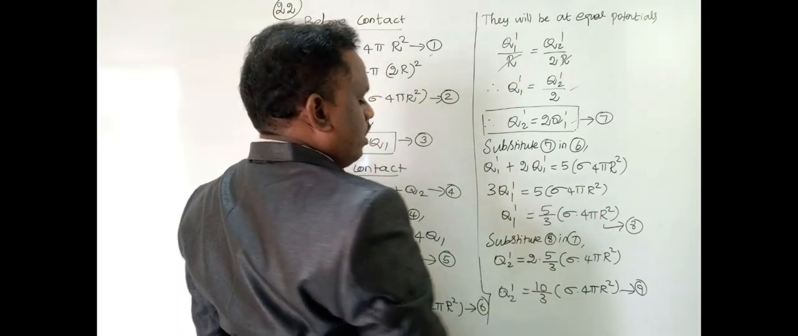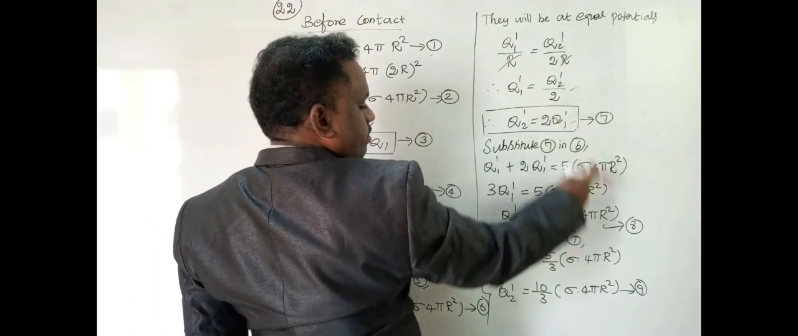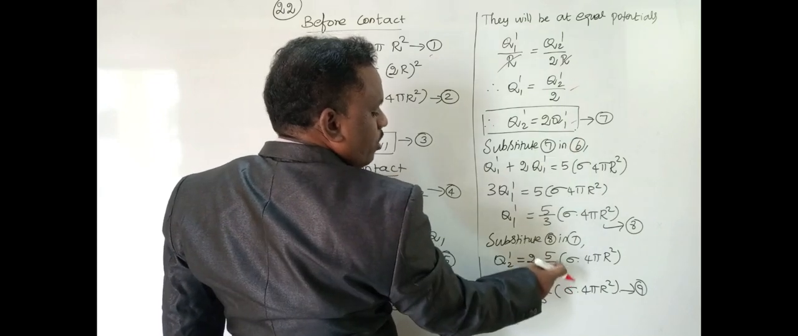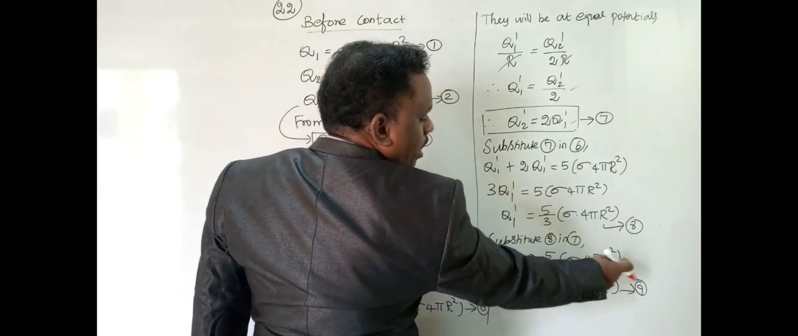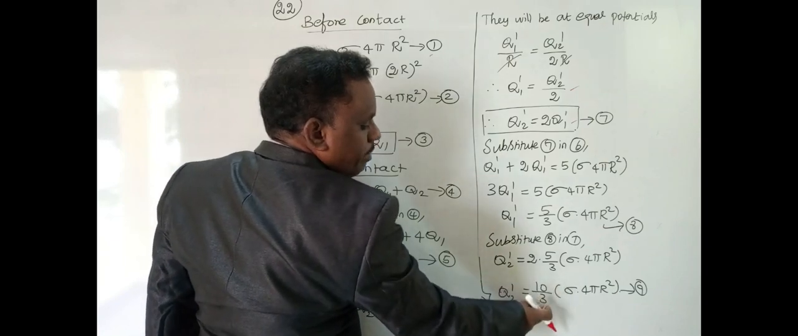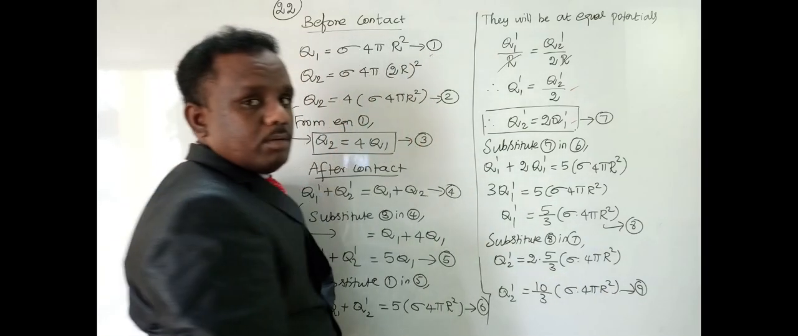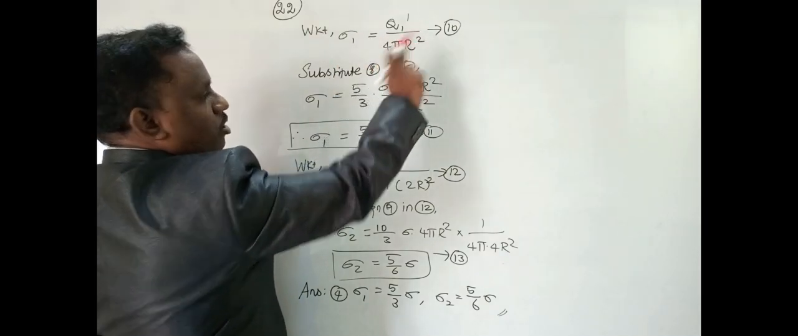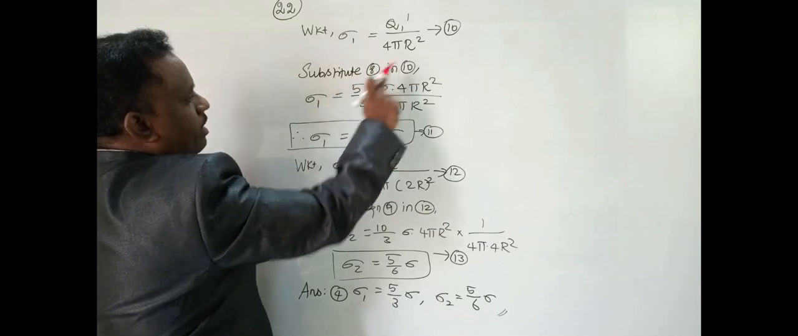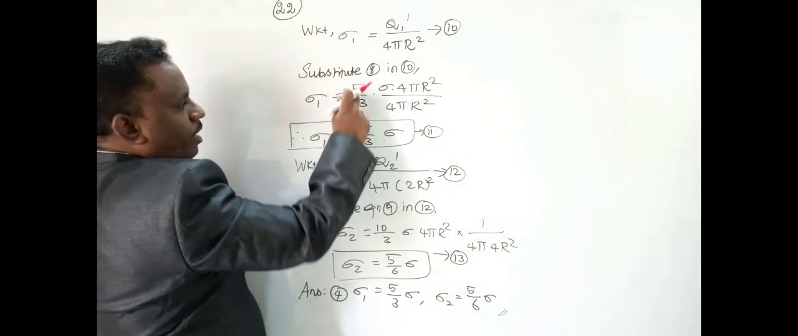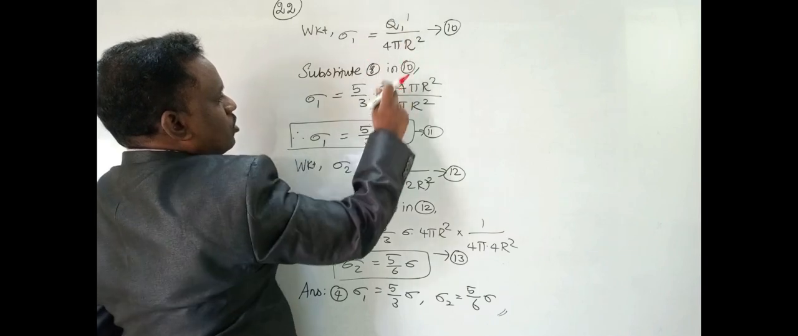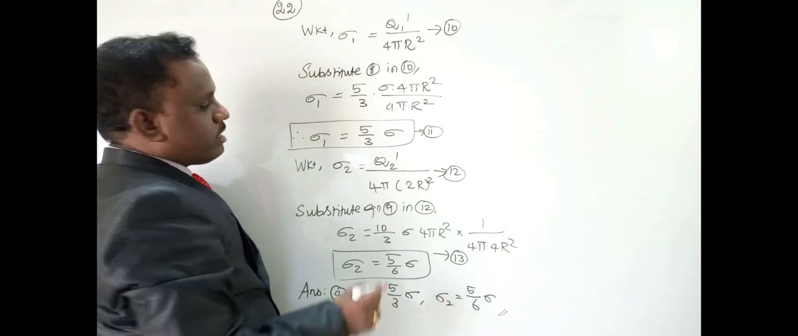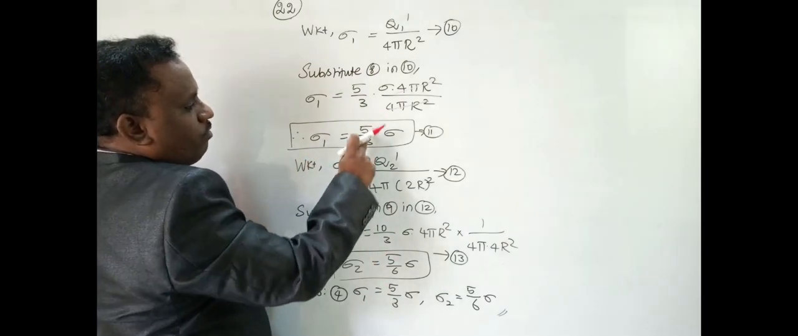Equation number 8. Substitute equation number 8 in 7. So we will get Q2 dash is equal to 2 into the Q1 dash value, 5 by 3 sigma into 4 pi r square. Q2 dash is equal to 10 by 3 sigma 4 pi r square. Equation number 9. We know that sigma 1 is equal to Q1 dash by 4 pi r square. Equation number 10. Substitute equation number 8 in 10. We get sigma 1 is equal to 5 by 3 sigma 4 pi r square over 4 pi r square. So 4 pi r square are cancelled. We will get sigma 1 is equal to 5 by 3 sigma.